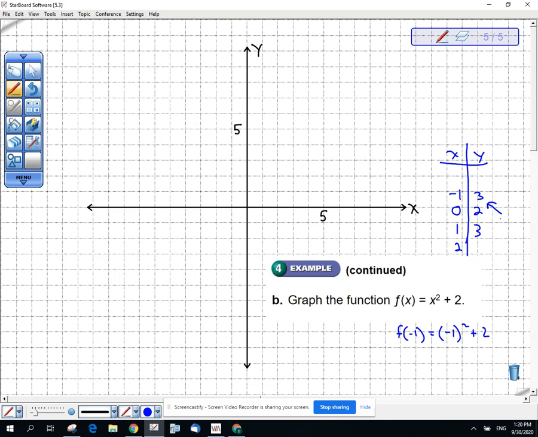Again, you found the vertex because of this. 2 squared is 4 plus 2 would be 6. Negative 2 would also give you 6. So we have this. Just for good measure, let's throw a 3 in there and see what we get. 11. So 11 will be just off my window here, but I can still reach it.